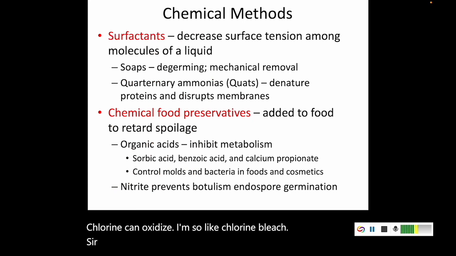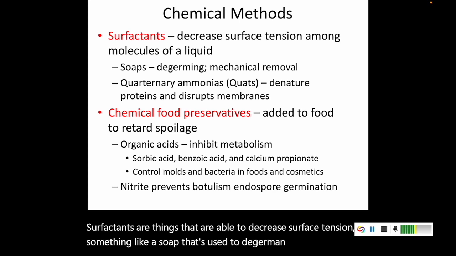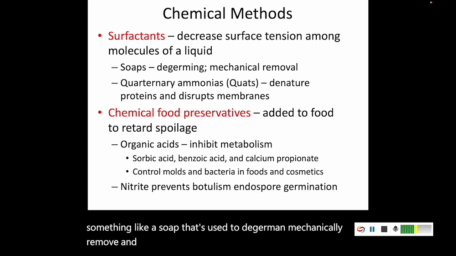Surfactants are things that are able to decrease surface tension, so something like a soap that's used to degerm and mechanically remove microbes. And quaternary ammonias, which can denature proteins.